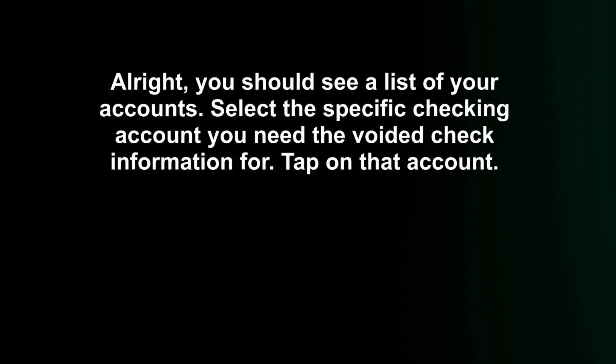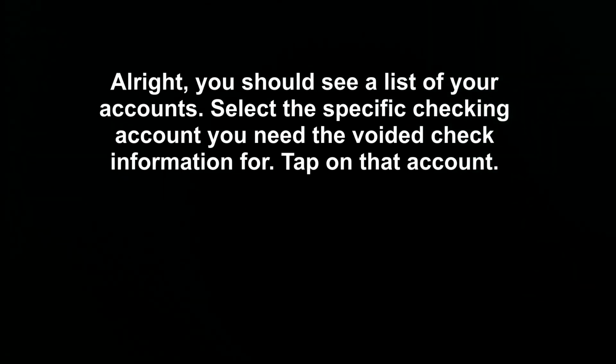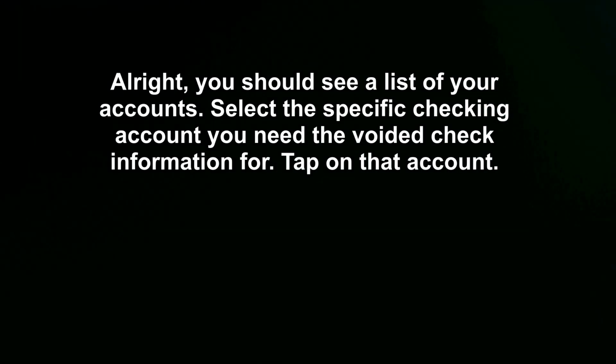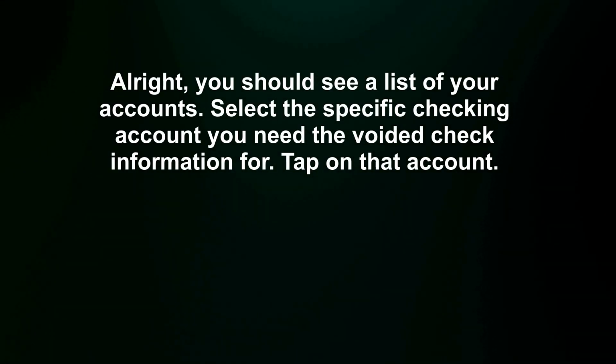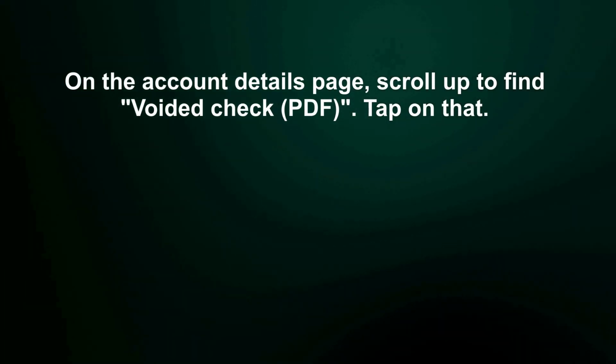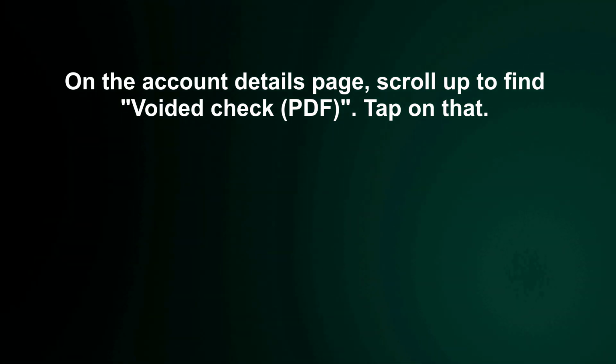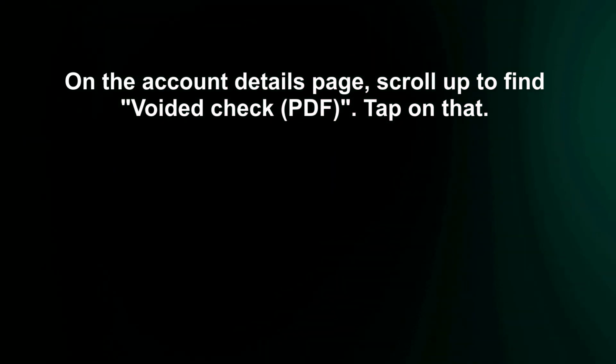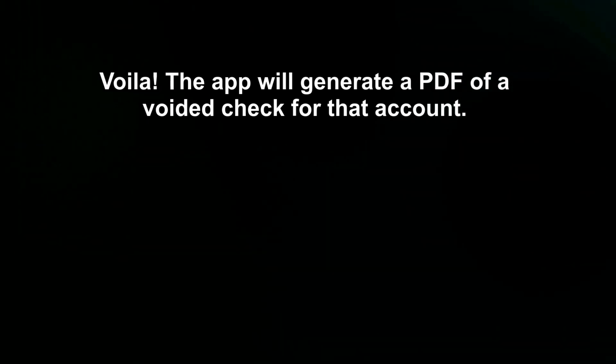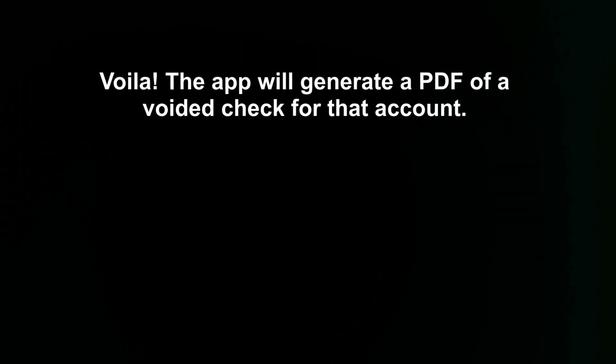Alright, you should see a list of your accounts. Select the specific checking account you need the voided check information for. Tap on that account. On the account details page, scroll up to find voided check PDF. Tap on that. Voila! The app will generate a PDF of a voided check for that account.